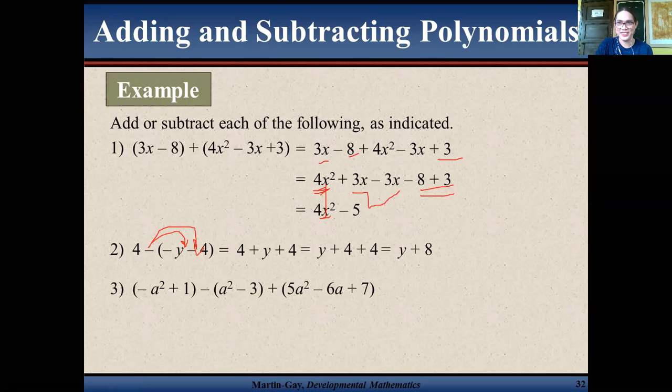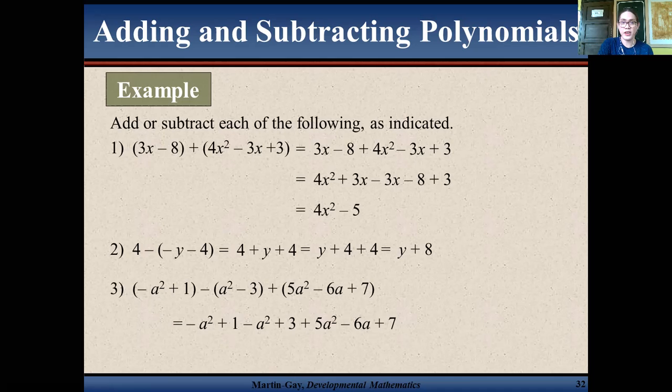What about this one? Okay, so you have to remove the parentheses for the negative in here. You can distribute this one to remove the parentheses. So you can have negative a squared plus 1, negative a squared plus 3 plus 5a squared minus 6a plus 7. So we just remove the parentheses.